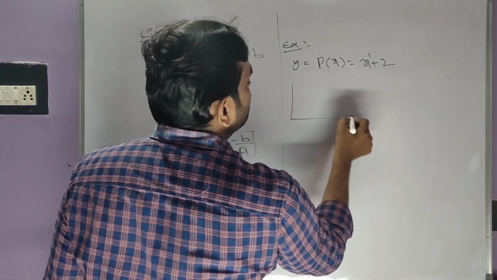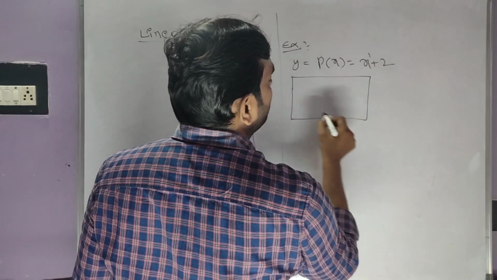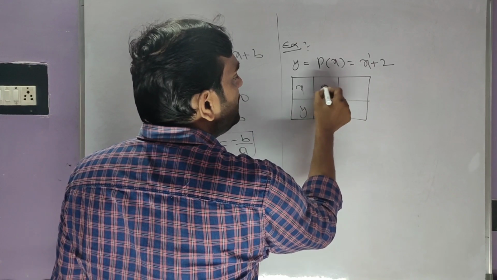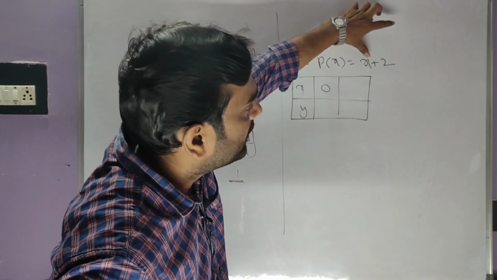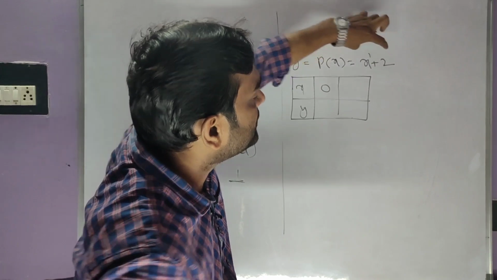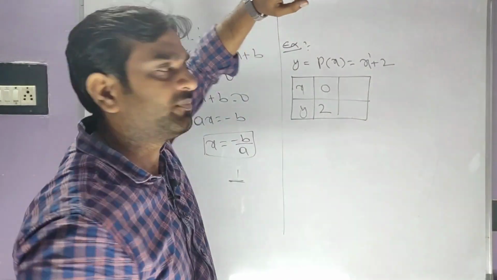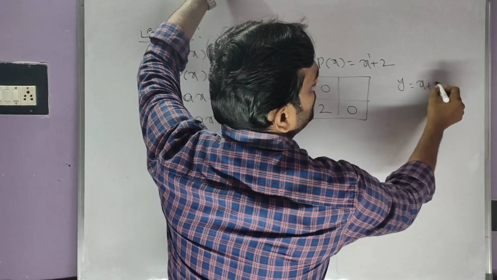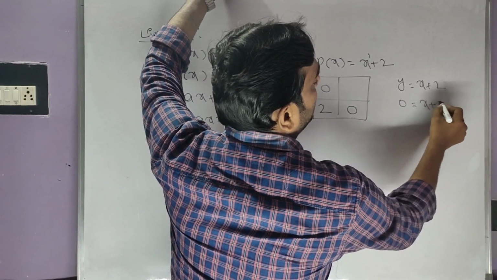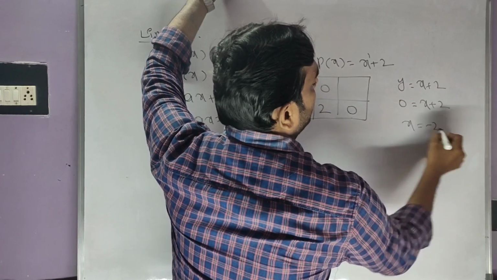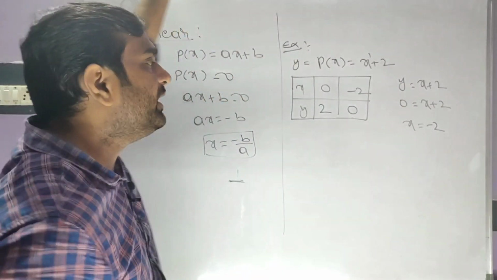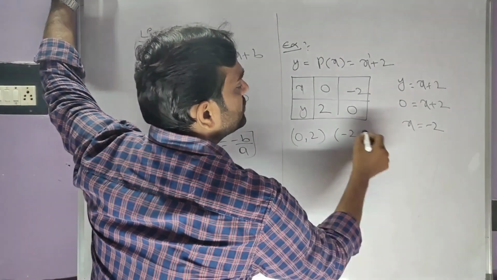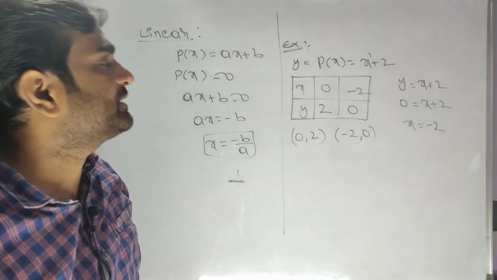We can take x and y. If x value is 0, then y is equal to what remains: 2. So write down 2. If y value is 0, then y is equal to x plus 2, so 0 equals x plus 2, x equals minus 2. Now the ordered pairs are 0, 2 and minus 2, 0.